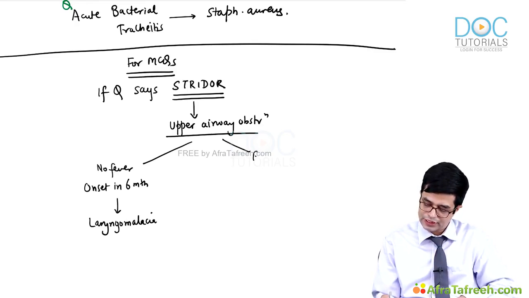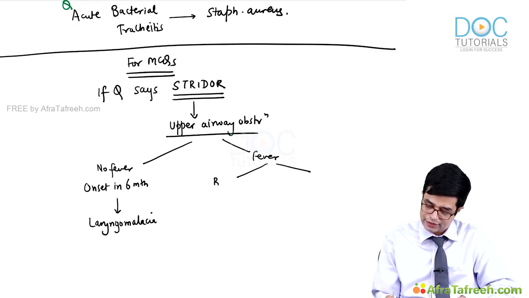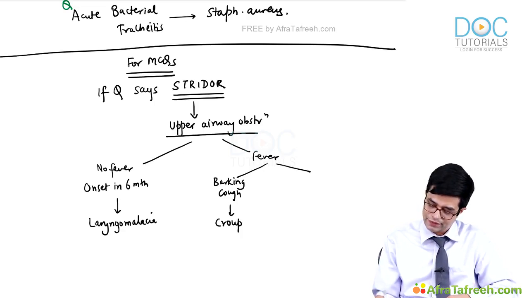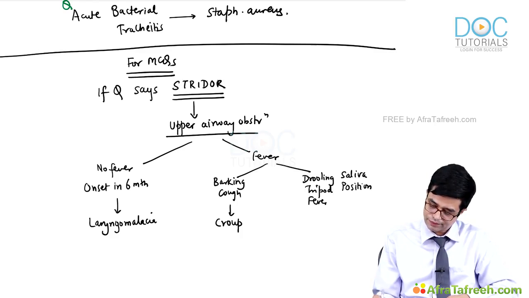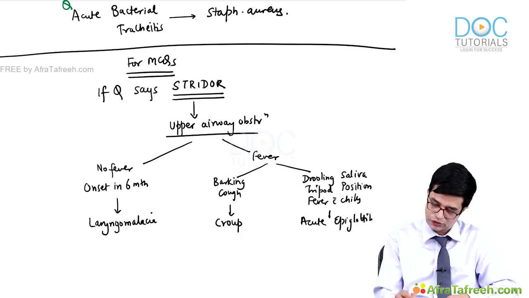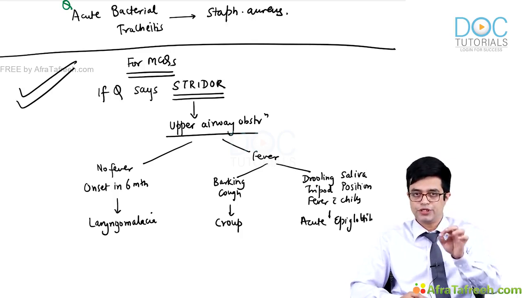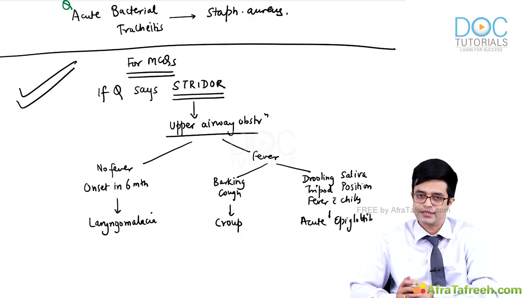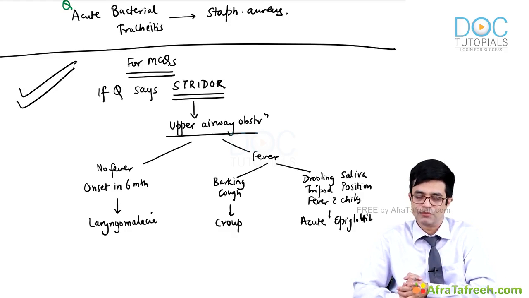If the question says fever is present, look at whether the patient is having a barking cough or not. If there is barking cough, think of croup, that is laryngotracheobronchitis, as the answer. And if there is no barking cough, instead there is drooling of saliva, tripod position, or fever with chills, you will think of acute epiglottitis as the answer. So this is very important for revision before you go for any exam, whether it is your university exam or your entrance based exam. So this finishes part 1 of this pulmonology module.